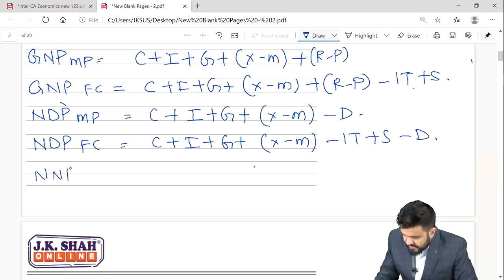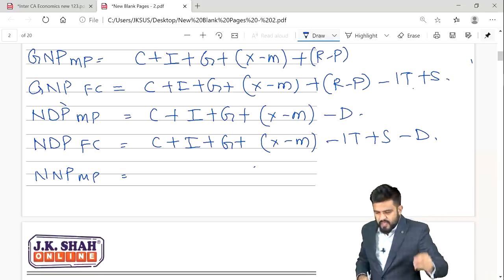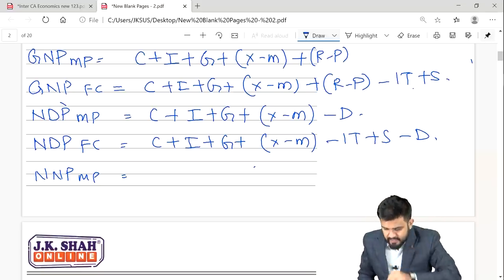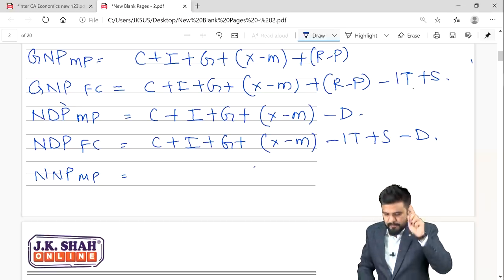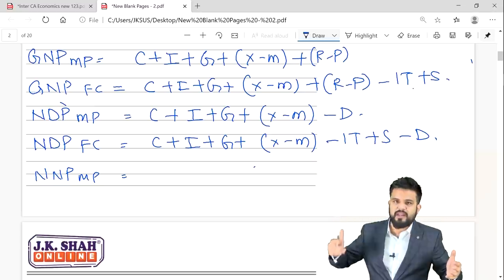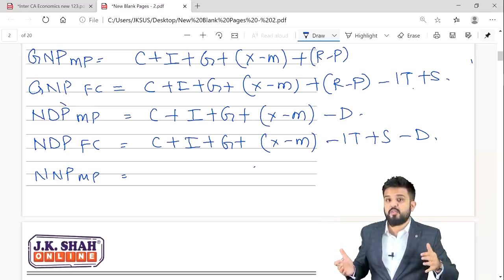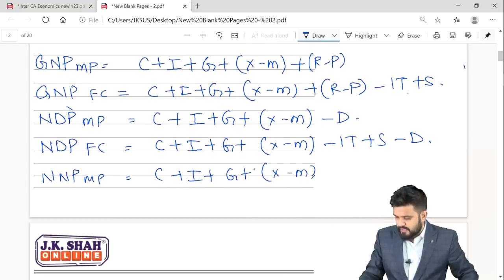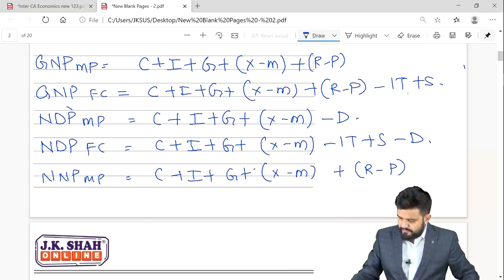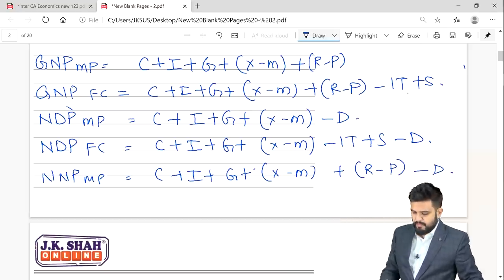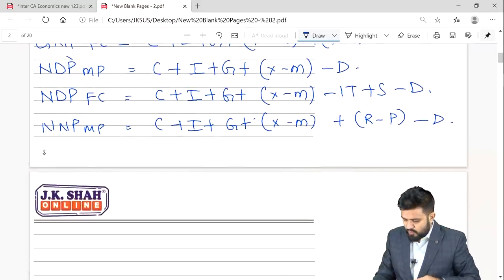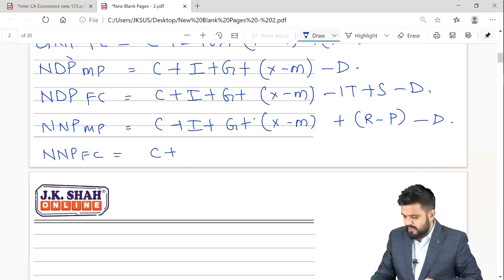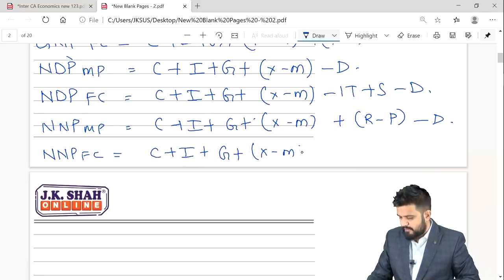Next is NNP at market price. Now you have to tell me, the first letter is N, that is net. The second letter is also N, meaning national. P remains product. So net national product at market price. So your R minus P will also come, and in the end you will minus depreciation also. So C plus I plus G plus X minus M plus R minus P minus depreciation. But this was market price. Now if we want to calculate factor cost, very simple: C plus I plus G plus X minus M plus R minus P minus IT plus S minus D.